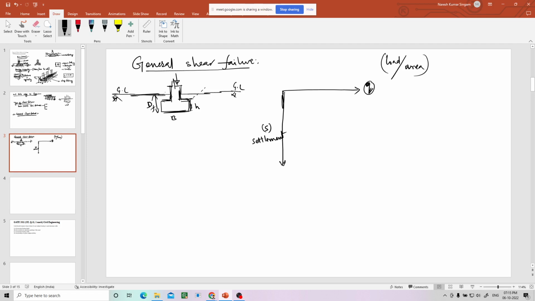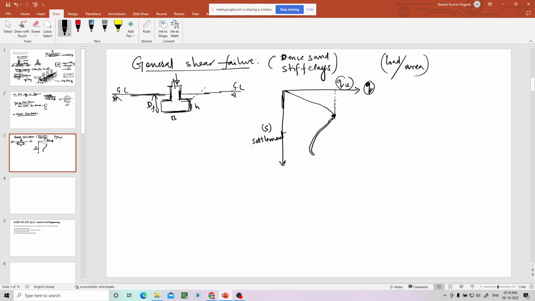Now whenever you start loading it, what happens? General shear failure can happen in dense sand and stiff clays. Here, the response of the footing whenever you apply load in dense sand or stiff clays, the load settlement curve will be like this. This is the ultimate pressure. At a certain load intensity, q equal to qu, the settlement suddenly will increase without taking any further load. In fact, the load carrying capacity will decrease after this point.